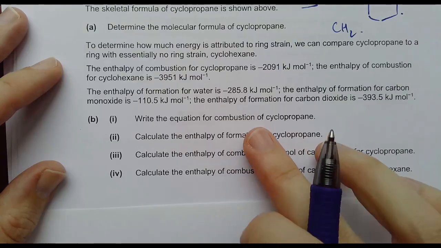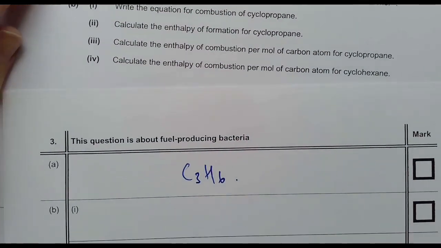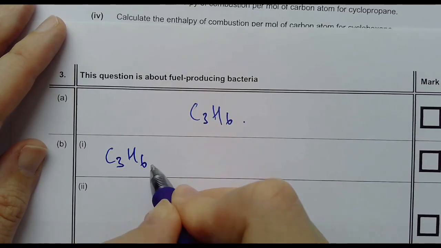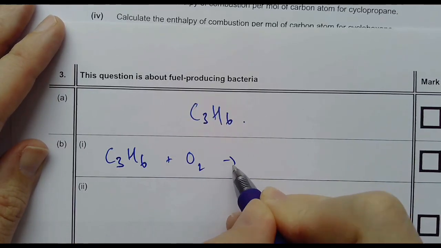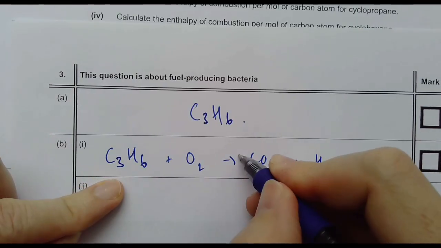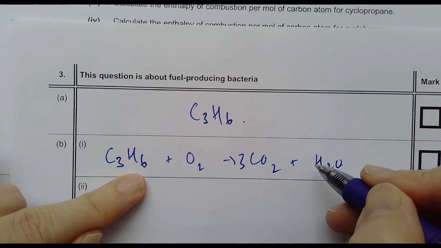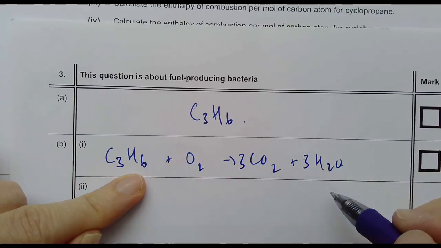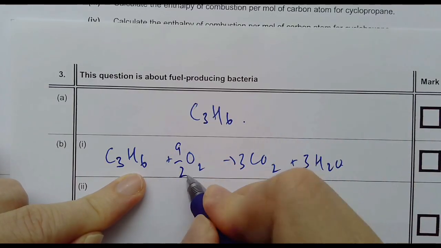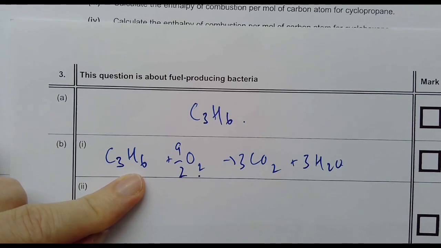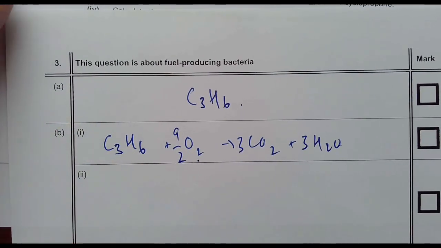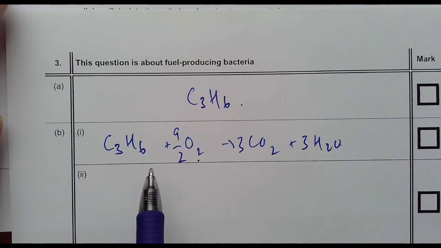So, write the equation for the combustion of cyclopropane. If you can't do that, you might want to reconsider whether or not doing the Olympiad is a good use of your time. So we have that 3 carbons, 6 hydrogens, and then 9 over 2 O2, that is 3 oxygens' worth. Obviously they'll accept any multiple of that, so if you want to multiply everything by 2, that's fine.